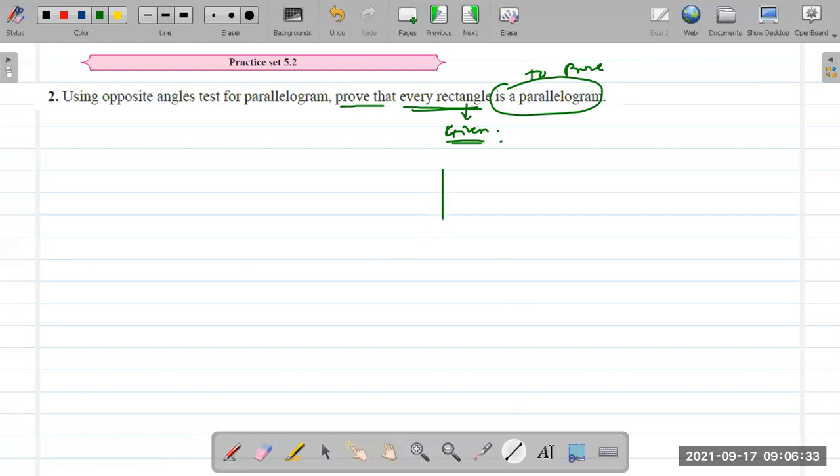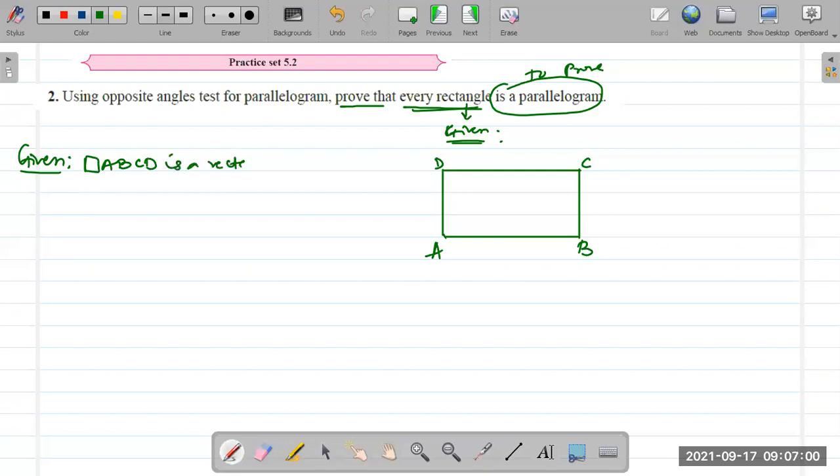Every rectangle, they have given a rectangle, and we have to prove that a rectangle is a parallelogram. Okay, so start with drawing out a rectangle and label it. Let's say this is A, B, C, D. What are we given? We are given that quadrilateral ABCD is a rectangle. And what are we supposed to prove? We have to prove that this quadrilateral ABCD is a parallelogram.